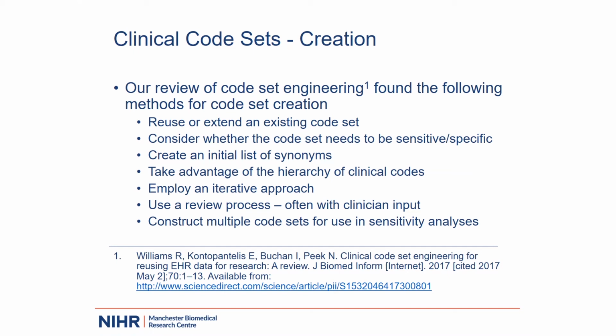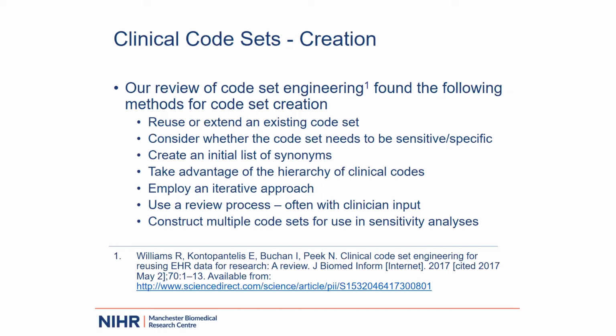People often create an initial list of synonyms. So if you're looking for type 2 diabetes, you would also look for non-insulin dependent diabetes. People take advantage of the hierarchy. As we've shown, these codes are in a hierarchy. So if you found a code you like, then it's probably likely that all the children of that code are things that you're going to want to put in your code set. People do an iterative approach, and they have a review process, and they often use clinician input because researchers perhaps don't know how these codes are used in practice, or there might be certain synonyms for those diagnoses that they don't know.